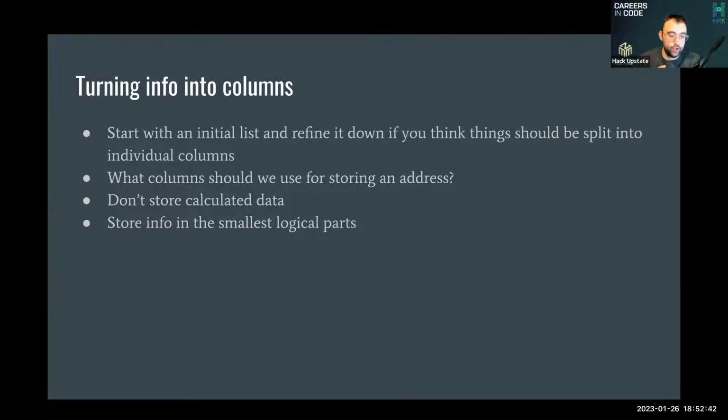Turning information into columns, make sure you're breaking down that information. When you have their address, you shouldn't just have one column for address. You should have the address line 1, address line 2, city, state, zip, all as separate columns.